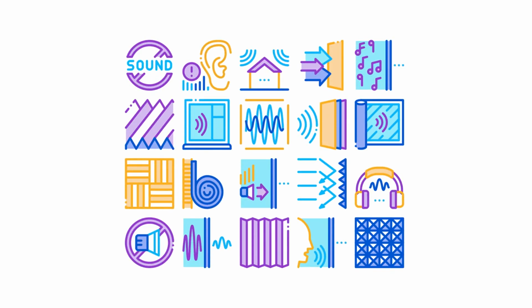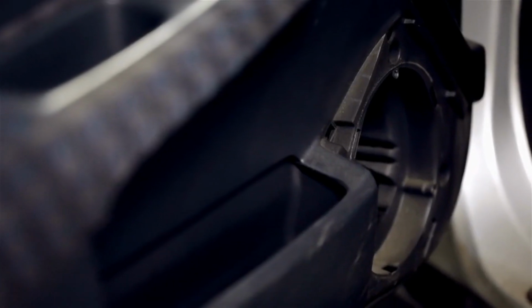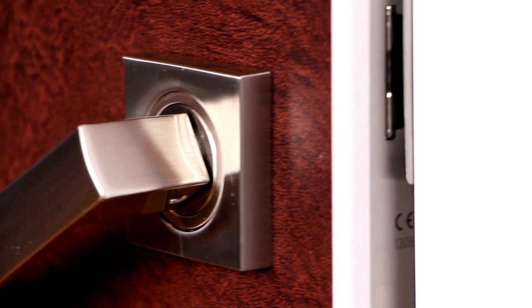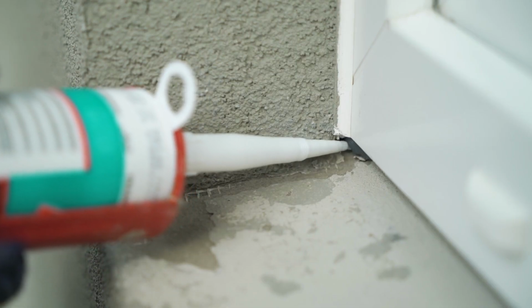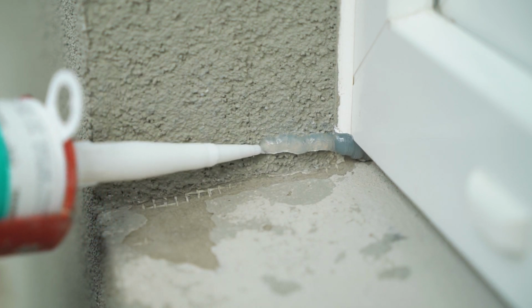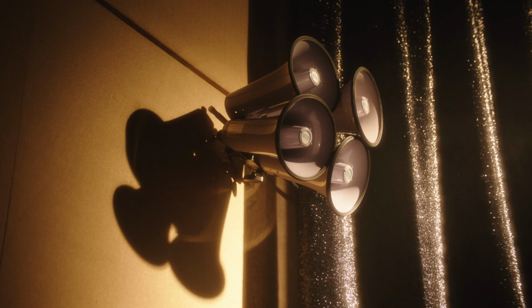Techniques for soundproofing doors and windows. Doors and windows are often weak points in soundproofing efforts. Solid core doors provide better sound isolation than hollow core doors. Sealing gaps around doors with weather stripping or acoustic caulk can significantly reduce noise leakage. Windows can be treated with thick acoustic curtains or additional panes of glass to improve soundproofing.